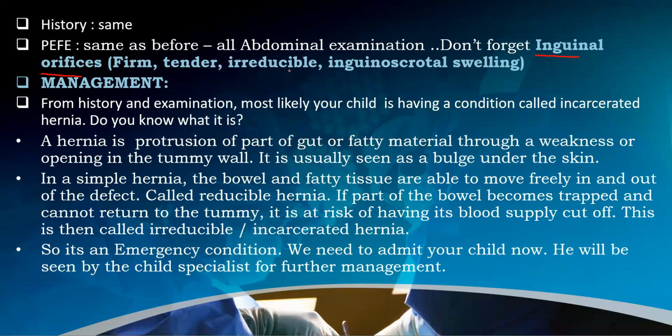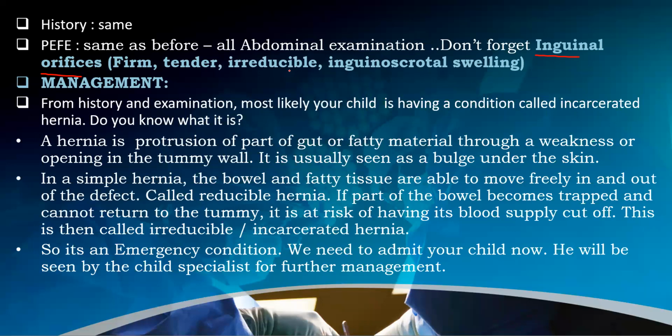But if it's an online exam and a PFE card is provided, most likely they will provide you a picture, and also they will give you the finding that there is a firm irreducible inguinoscrotal swelling on the right or left side. If it is a PFE, then you have to specifically ask the examiner or invigilator. So if you get that there is an inguinoscrotal swelling that's tender to touch and irreducible, then this is an incarcerated hernia. From history and examination, most likely your child is having a condition called incarcerated hernia.